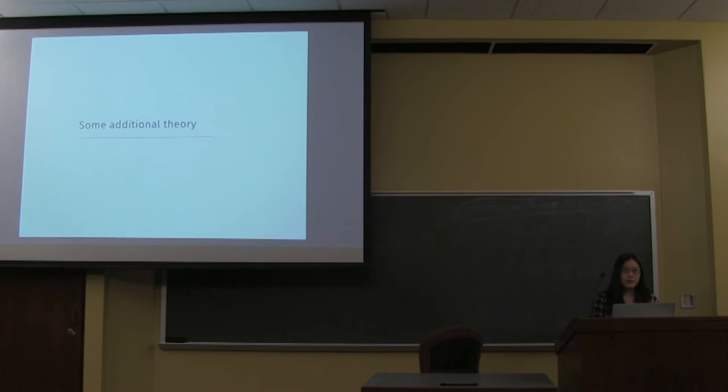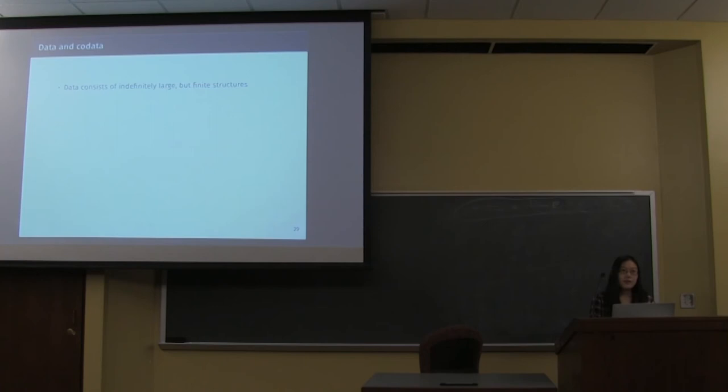All right, so let's go into some additional theory. When talking about recursive types, the notions of data and codata often come up. So I'm just going to go through some definitions and then try to motivate why it matters. Data consists of indefinitely large but finite structures. So for instance, all finite lists. Data is usually defined by constructors, so something like nil or cons.